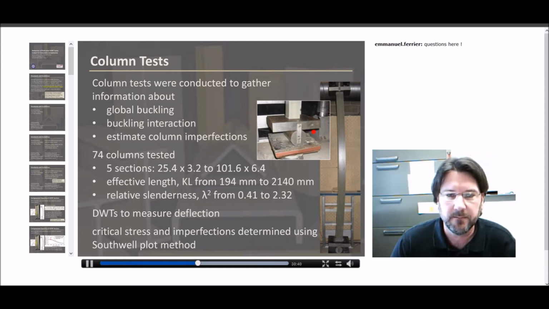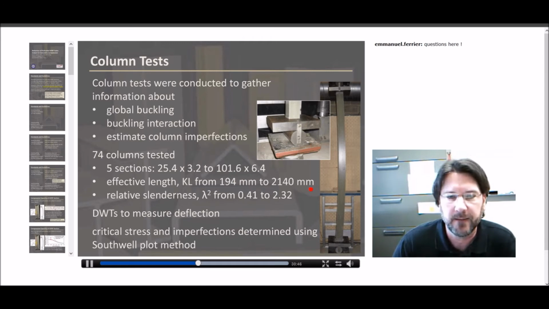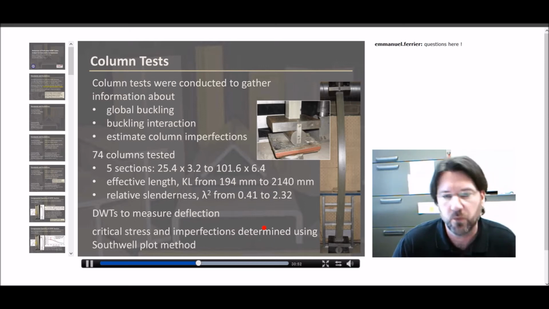The boundary condition that we used for the column buckling, you can see here, permits buckling in only one direction. And this is really just to simplify data reduction and data acquisition for us. We knew which way the column was going to buckle, about one axis.